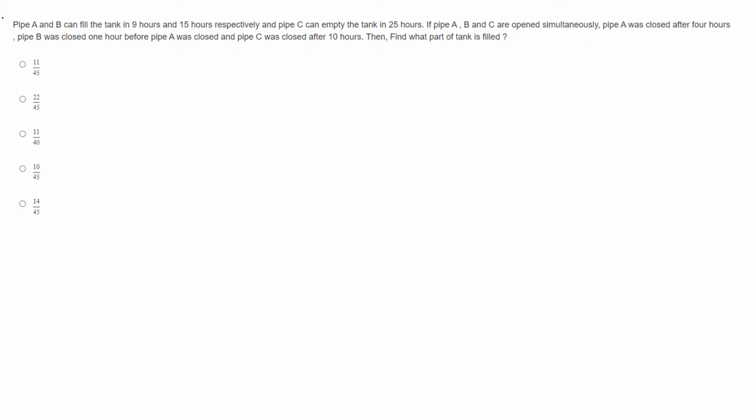For example, see, pipes A and B can fill a tank in 9 hours and 15 hours. So let us take pipe A can fill in 9 hours, pipe B can fill in 15 hours. Okay, pipe C can empty the tank in 25 hours. So if you have attended the classes, you may know that whenever there is an emptying pipe, we give it a negative sign. That's not mandatory, but just to distinguish between filling and emptying, we give a negative sign to the emptying taps. So just find the LCM of all the given numbers and assume that's your tank capacity.